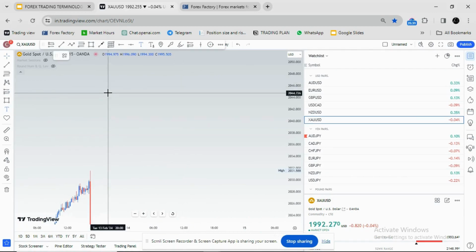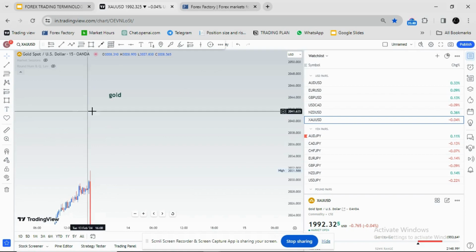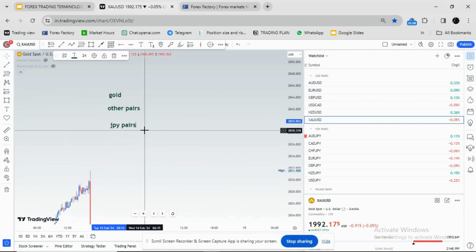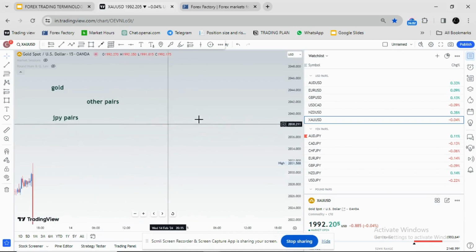Let me type that. Let me help you. We're going to say there's gold, measuring pips, gold. And there's when we are dealing with other pairs. And there is that for yen pairs, JPY pairs, everything that has the Japanese yen. So let's start with other pairs.